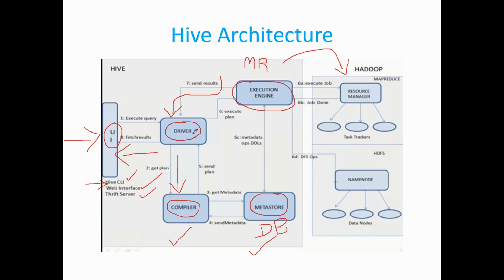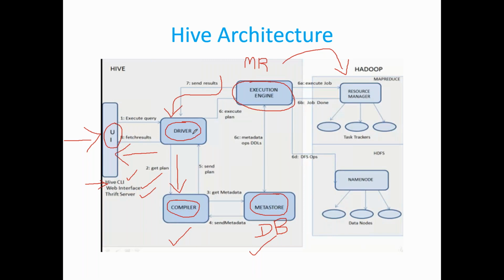If it is not available, it will immediately throw an exception. Suppose it is available, then it will pass the metadata check and pass that query to the driver again. The driver will take the query and pass it on to the execution engine, because remember, Hive queries are converted to MapReduce programs in the background by default, right?